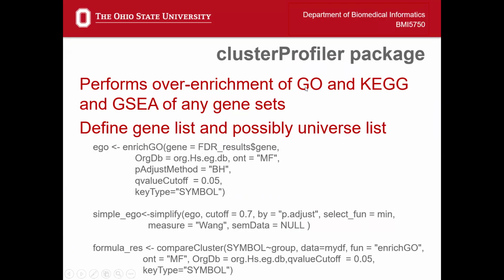If you're going to enrich gene ontology, there's an enrichGO function. You tell it your gene list, you tell it your organism database, and what type of ontology you want to run it on. Is it molecular function? Is it biological process? Is it cellular component? You can do all. That can be an option, all, here. You tell it your p-value adjustment method. There are some options here. I always use Benjamini-Hochberg. You tell it some cutoffs, and you tell it what type of database your gene symbol is in.